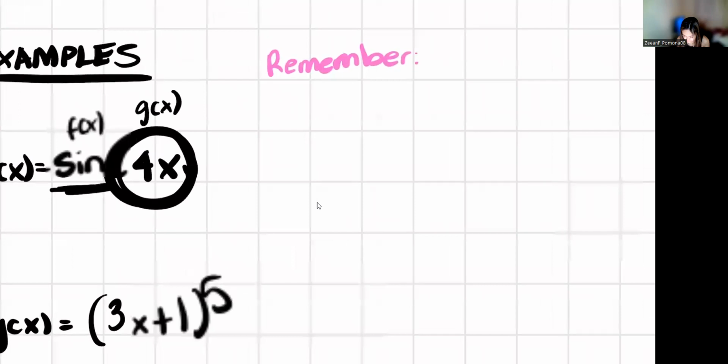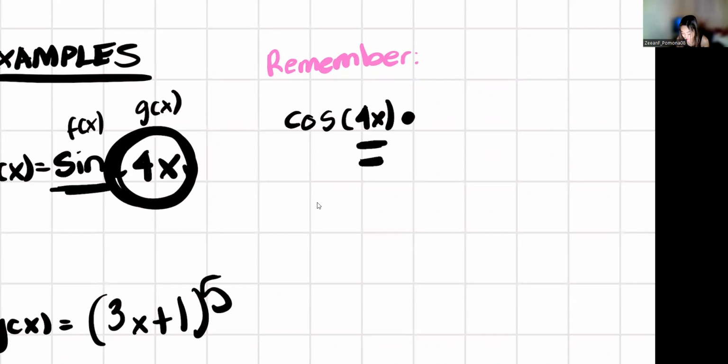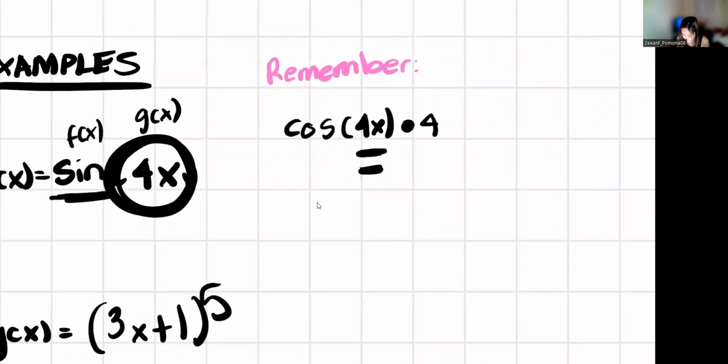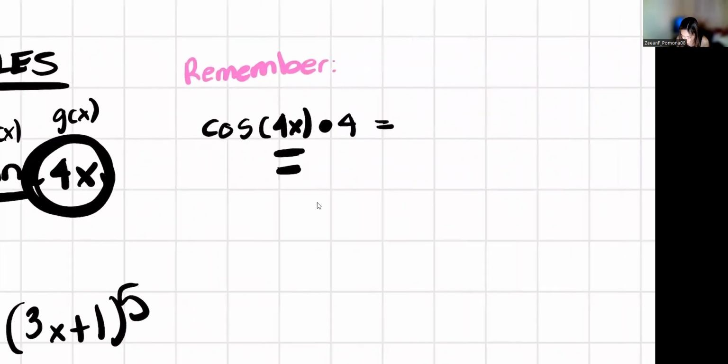So then you would find the derivative of f of x. That would be cosine of, you keep what is inside, which is g of x, the same, 4x, times the derivative of g of x in this case. So that's 4. And this will equal 4 cosine of 4x.